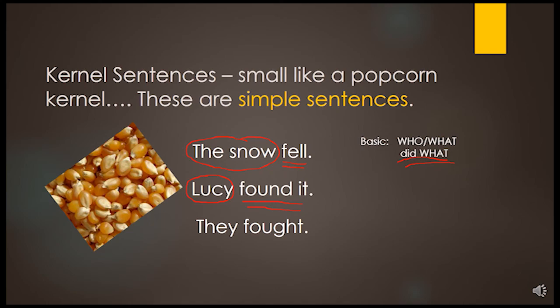Now let's look at this next sentence. They fought. What or who is this sentence about? What is the subject, the who or the what? Good. They. What's our predicate? What did they do? They fought. Well, these sentences are pretty good. They're okay. But they are not popped yet. They could be much better. Let's look and learn how to make these simple, simple kernel sentences pop.